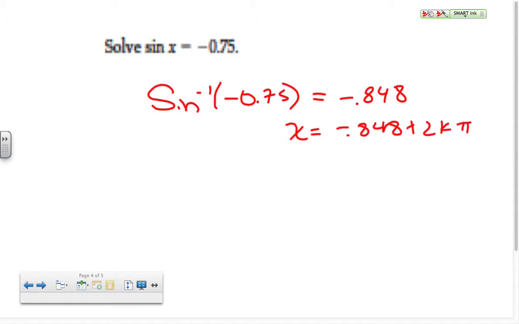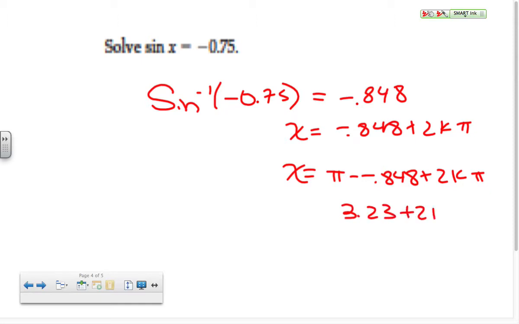But I have two solutions. Now for this one, x equals pi minus -0.848 plus 2k pi. Simplify, always simplify. Calculator, simple: 3.23 plus 2k pi.